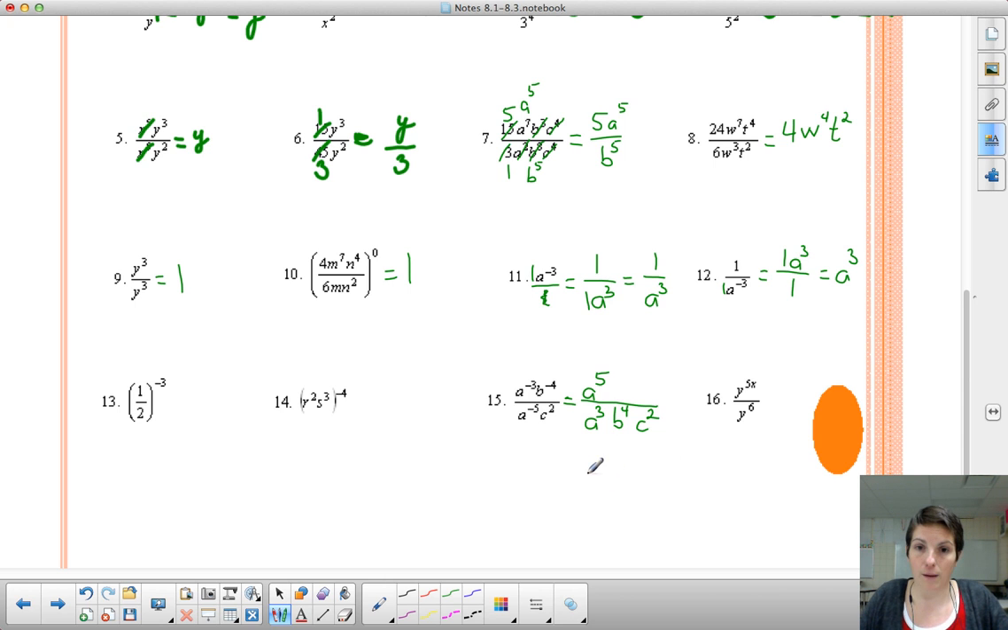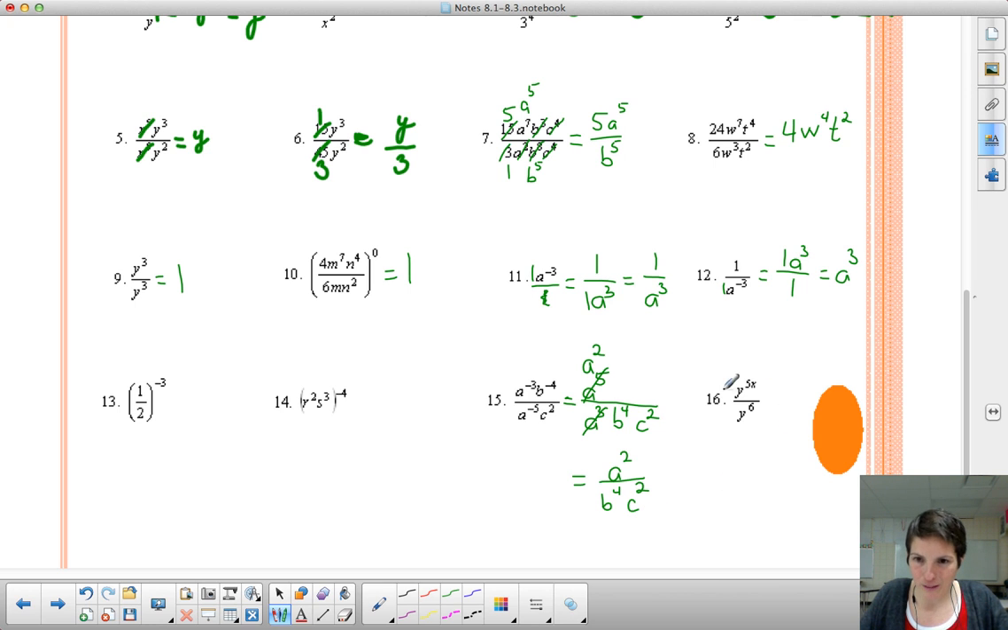This would be my work step. And now that my work step is done, I can apply my keep the base, subtract exponents. Notice that the a's are top heavy, so I would be able to cross out 3 of them, and that would leave me with a times a, or a squared, in the numerator. So that my answer would become a squared over b to the 4th c squared.